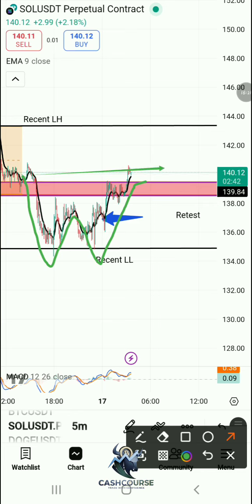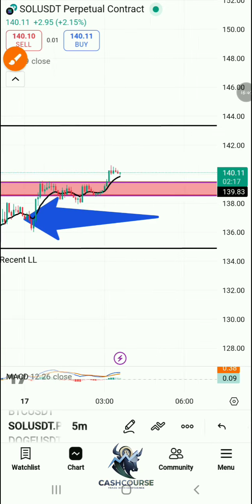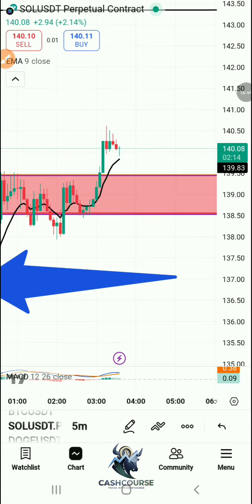Okay, it hasn't broken the previous downtrend. So until price breaks above this, we are still on a downtrend. I'm just going to wait for price to go above this, and if price goes above this, I can just zoom out price like this.